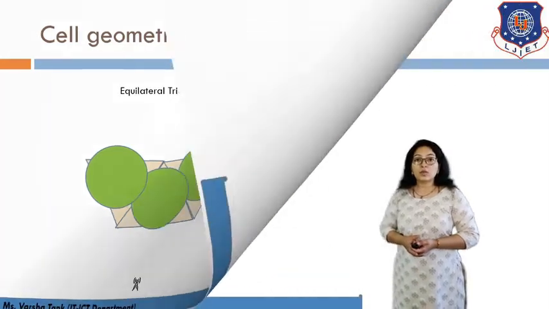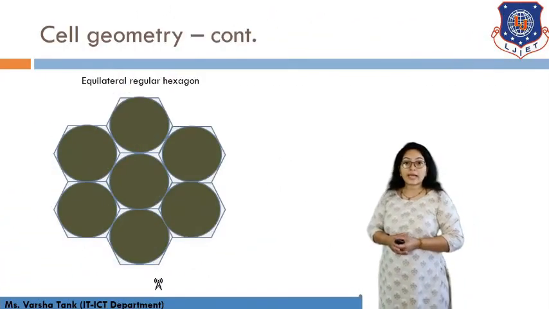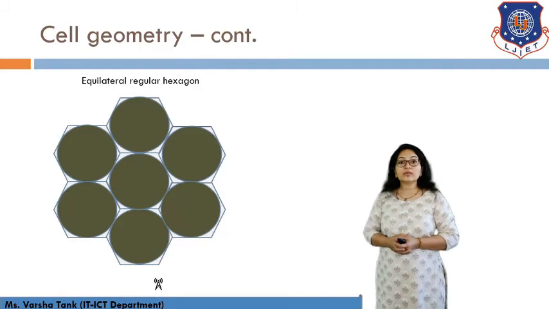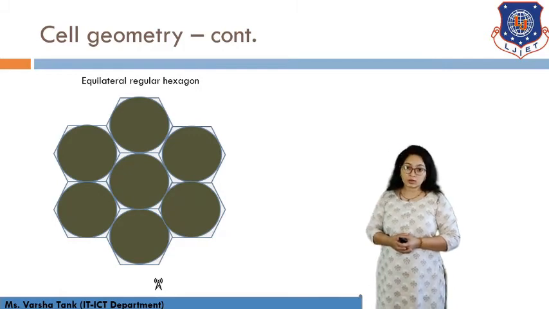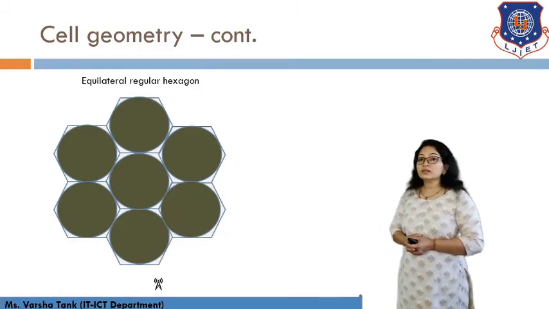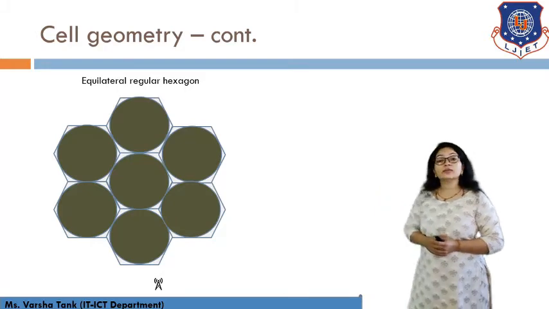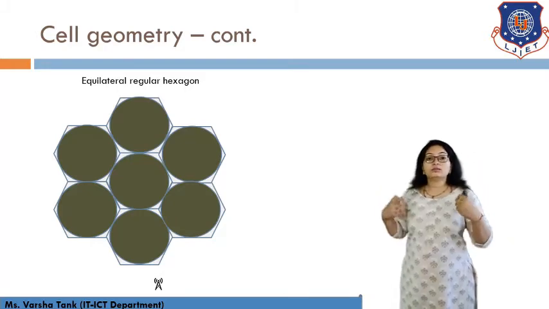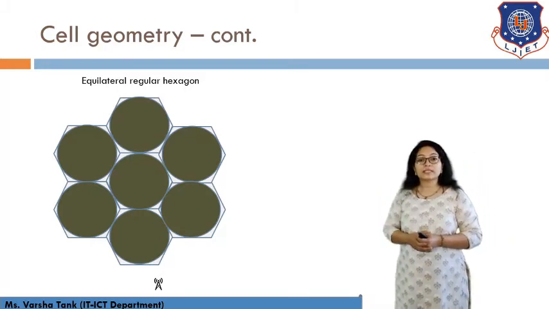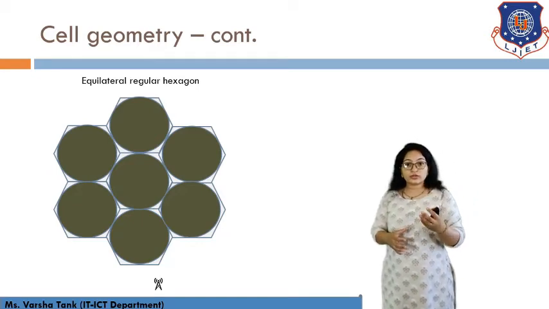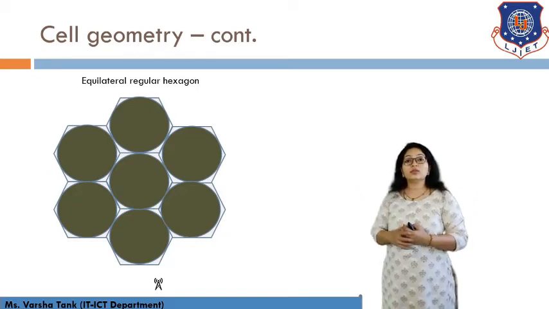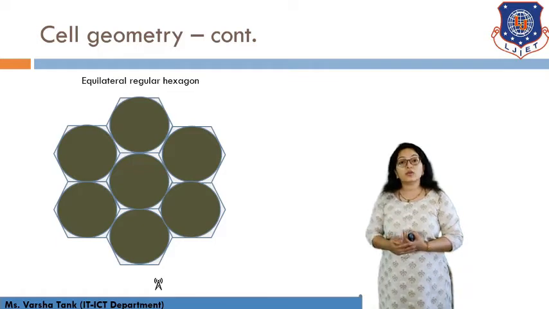So now let's have a look at this cell geometry, that is equilateral regular hexagon. This we are considering in our cell geometry. This shape is universally accepted to define the cellular geometry, to define the cellular network.